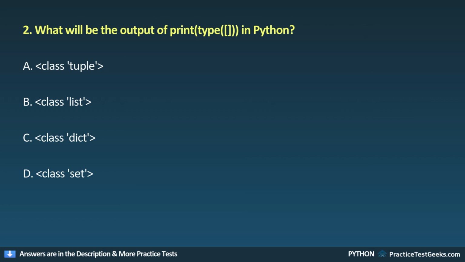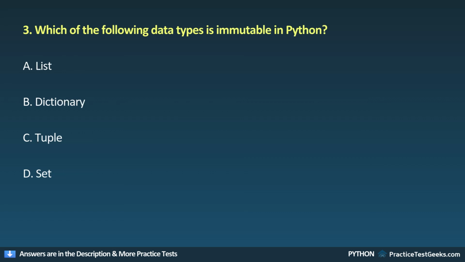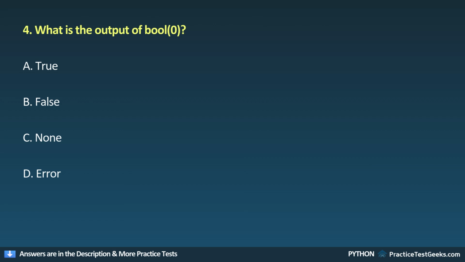A. class tuple. B. class list. C. class dict. D. class set. 3. Which of the following data types is immutable in Python? A. List. B. Dictionary. C. Tuple. D. Set. 4. What is the output of bool(0)?